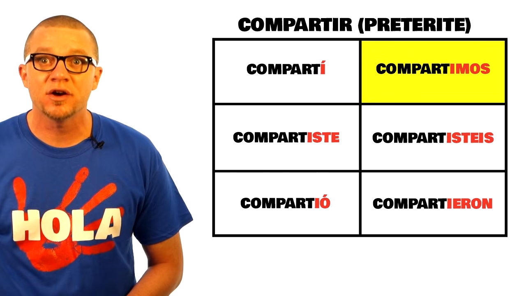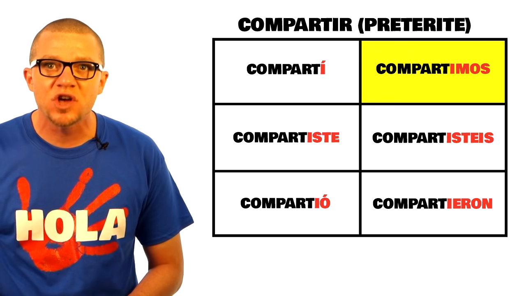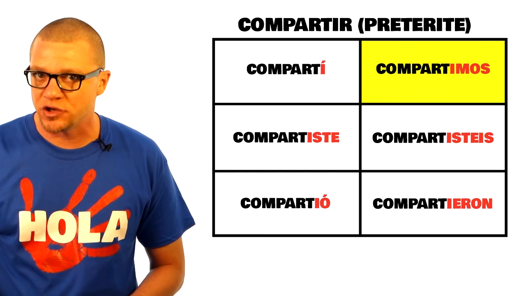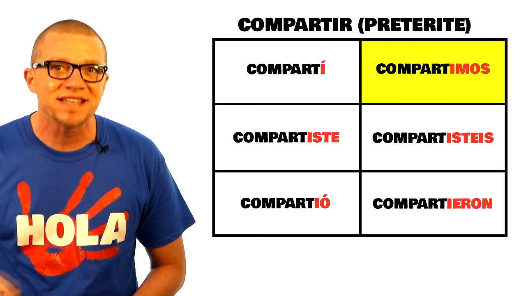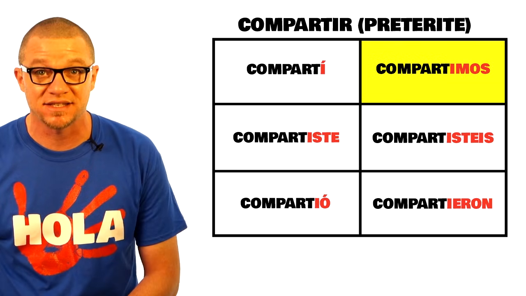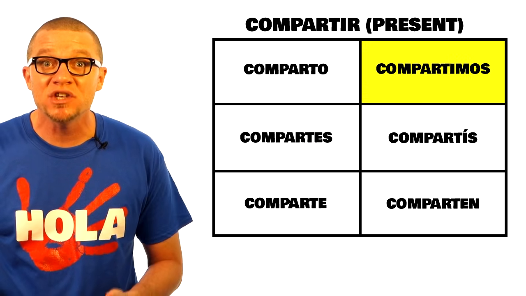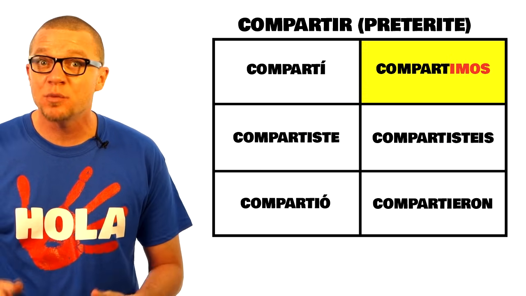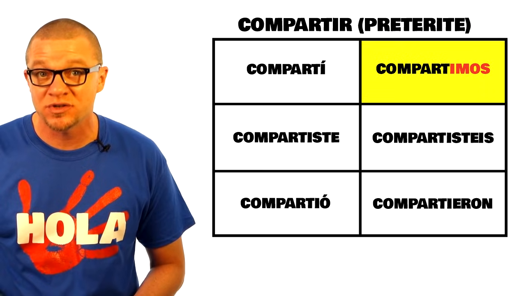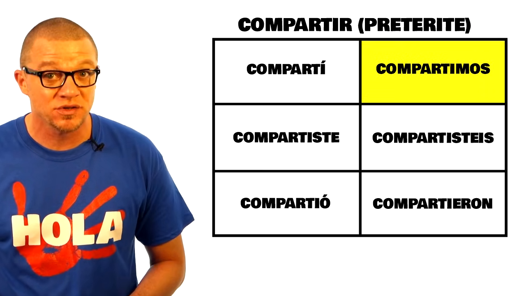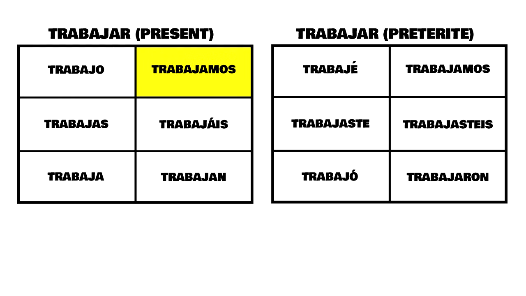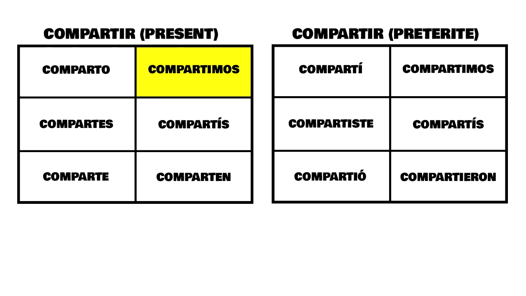Notice this spot here, the nosotros form, just like you saw with regular AR verbs, the nosotros form in the preterite tense is exactly the same as in the present tense. Here's compartir in the present tense. In this spot, it's imos. We share is compartimos. But in the preterite tense, it's also imos. So we shared is compartimos. So just like I work is trabajamos and I worked is also trabajamos, we share is compartimos, and we shared is also compartimos. The context will almost always make it very clear.